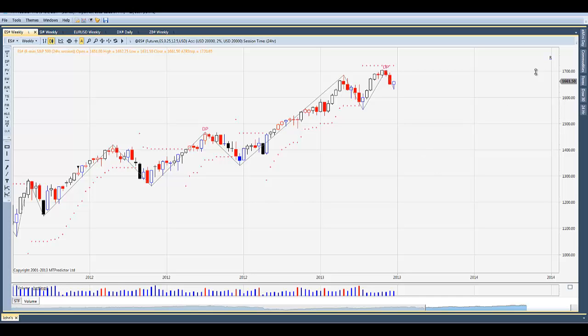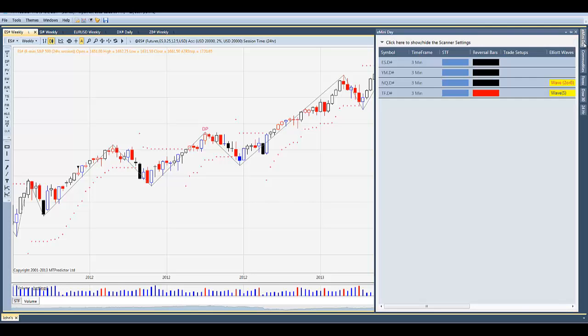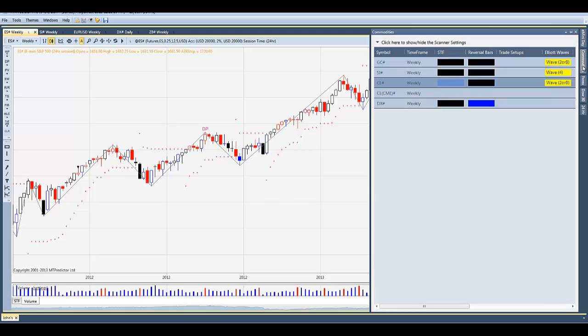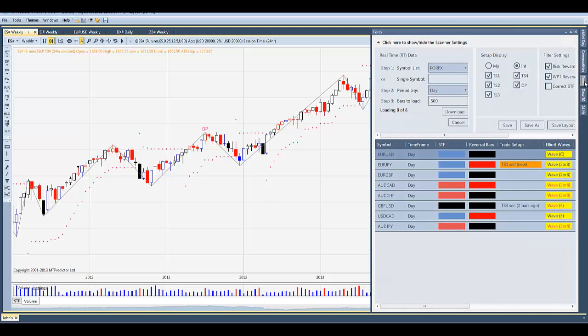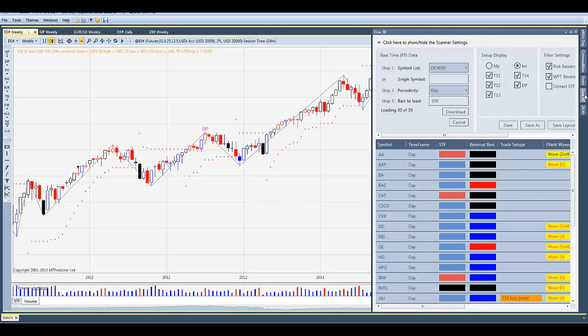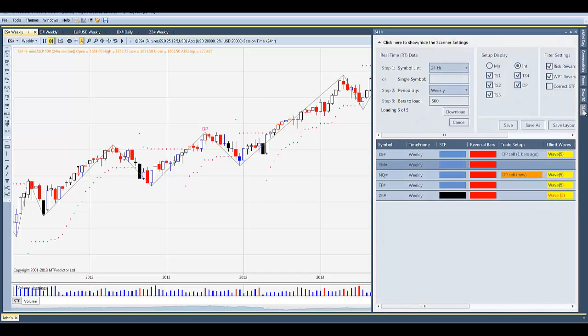All right, I've got scanners here to the right. I've got the E-minis on the day chart, that's for the intraday trading. I've got my commodities that I like to look at, the Forex, the Dow 30 stocks here, and a chart for the larger time frames.